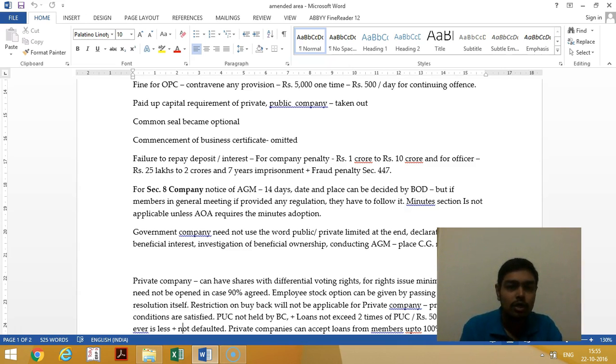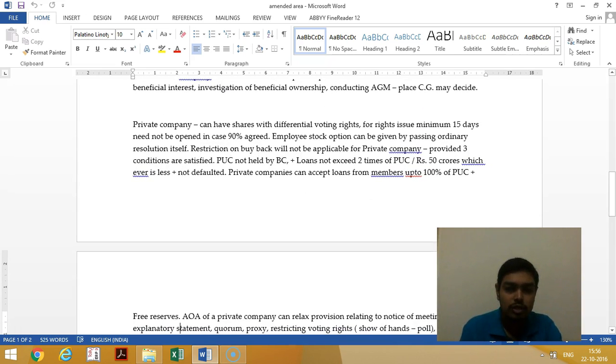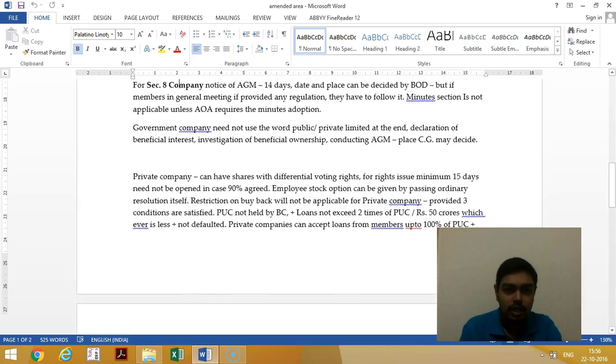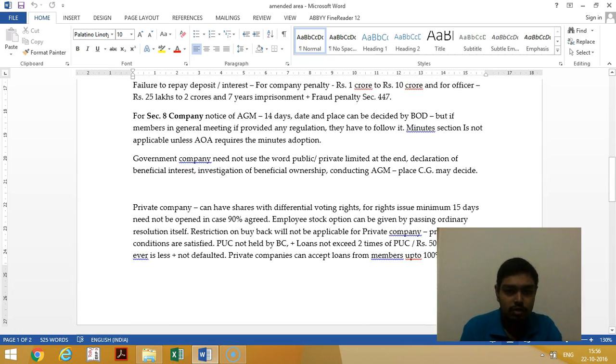This is the punishment. For the company, 1 crore to 10 crore; for the officer, 25 lakhs to 2 crores with 7 years imprisonment, and if fraud is proved then Section 447 applies. Then the amendment for Section 8 companies.